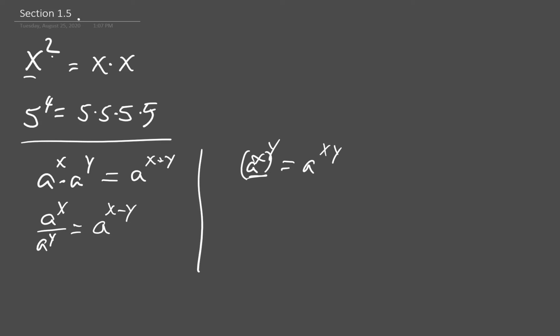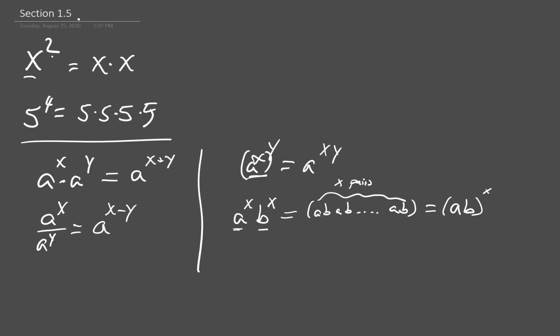Another one that we have, if I have a to the x and I have a different number b to the x, well, because of the commutative property, even though all of the copies of a come first and then all of the copies of b come next, I could have written this as ab, dot dot dot, ab, where I have x pairs here, right? And so I could rewrite that as ab to the x. That's because we can use the commutative property.